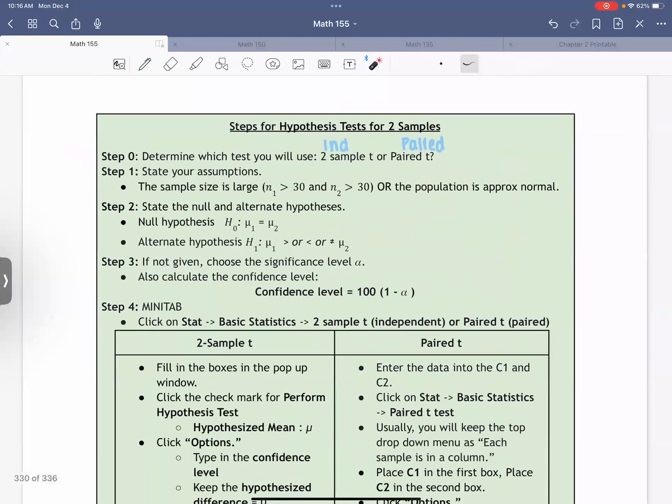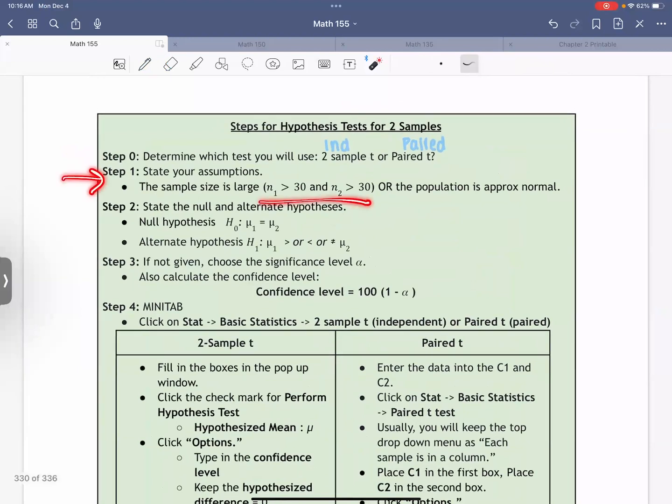Step one, checking your assumptions. Are my sample sizes big enough? Is the population approximately normal? Step two, writing your null and alternate hypothesis. We just went over this, right? Mu1 equals mu2, less than, greater than, not equal to. Step three, you're going to calculate your confidence level. Step four, you go into Minitab and you're either going to use the two sample t-test or the paired t-test.